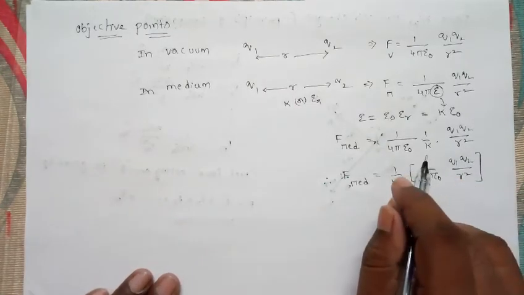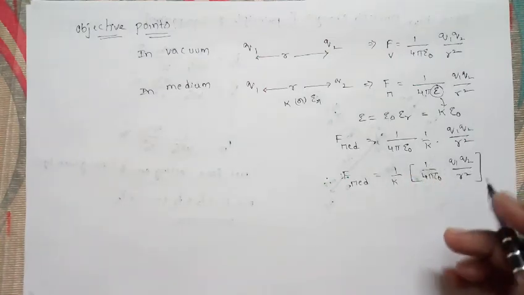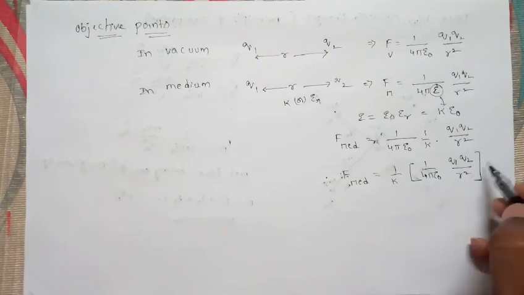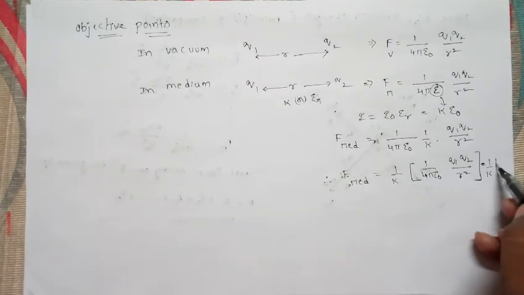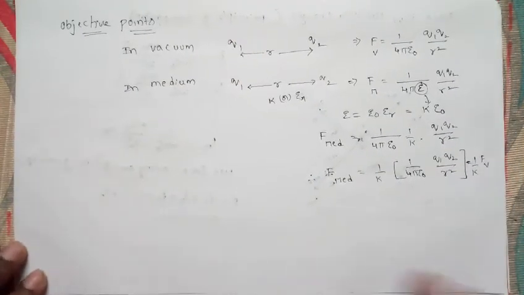So this is the point. You can understand that when a medium is there, we should take 1 by K times the force in vacuum.